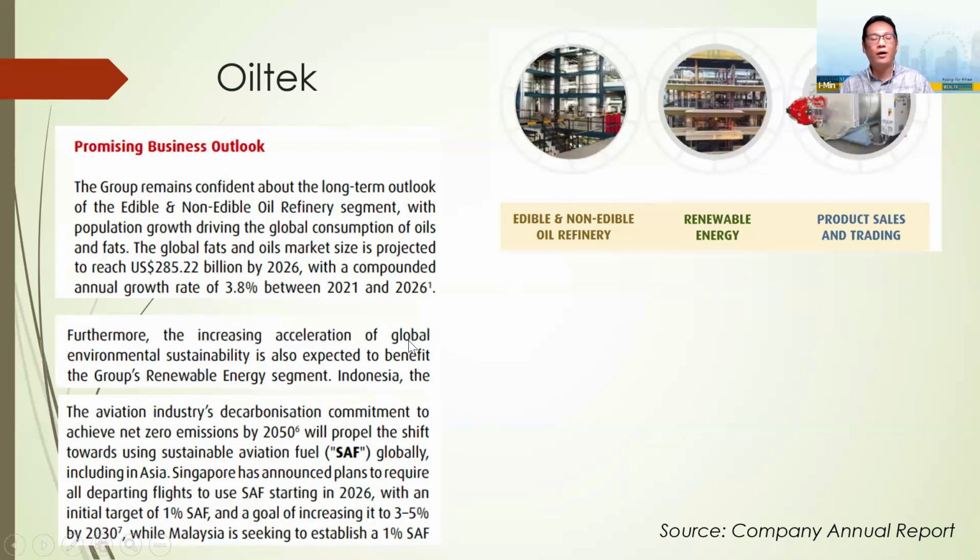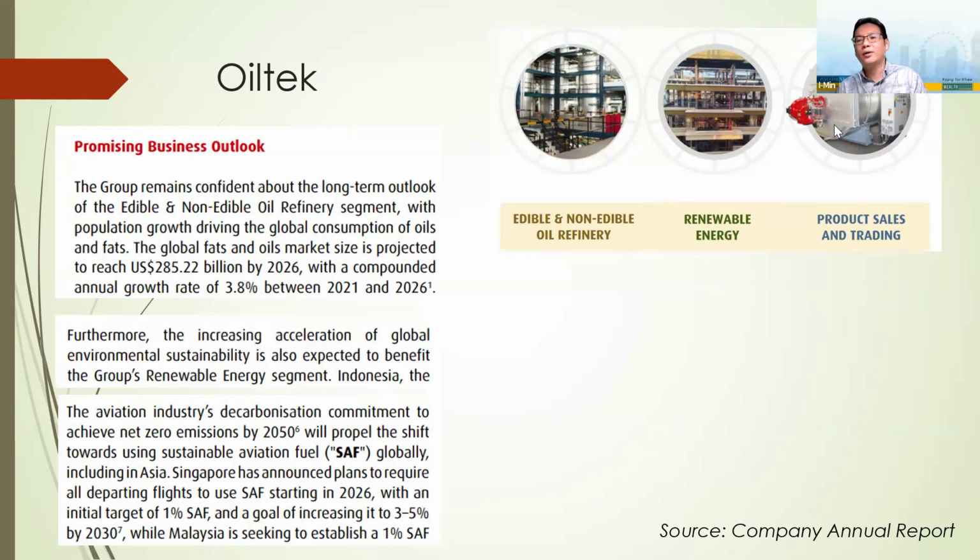Okay, so a few of the growth engines that they highlighted here is this. Number one, global environmental sustainability benefits the group's renewable energy segment. Then they quote an example like the aviation. They want to shift towards the sustainable aviation fuel. Okay, so I suppose they are one of the manufacturers. So they are not into growing. So this one is not like an oil palm plantation, no, but they are more into refinery.